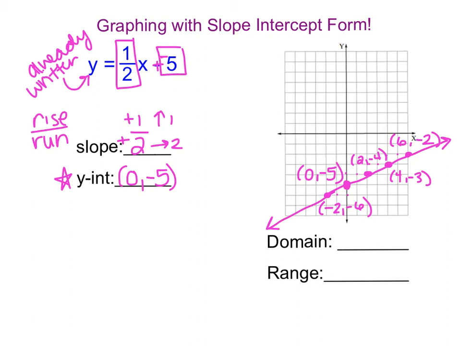And then finally, we need to determine our domain and our range. Since it's going forever left and right, our domain is all real numbers. And our range, because we're going forever up and forever down, is also all real numbers.